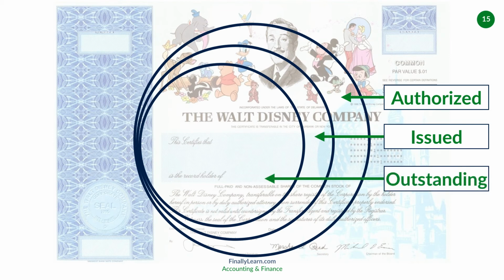So let's think about this again, just to reiterate here. Authorized is the big number, how much they could sell. Issued are ones that have been sold, and then outstanding are the ones that are still owned by the stockholders. The difference between issued and outstanding is they have been sold at some point, but for some reason the company has repurchased those shares. The difference between issued and authorized, the 10 million and the 8 million, the 2 million have never been sold.